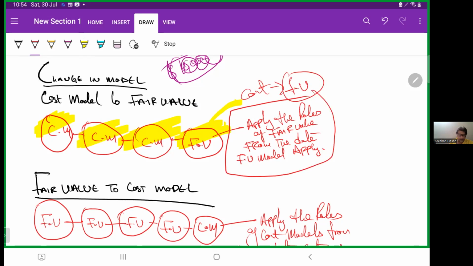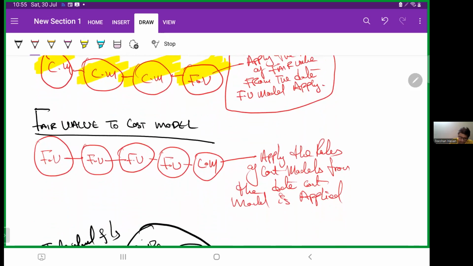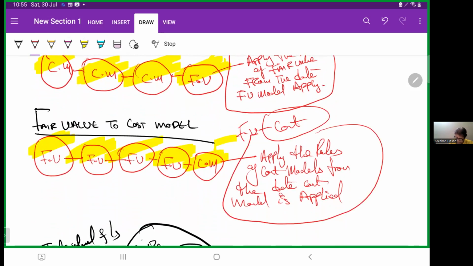In the same way, if they shift from fair value to the cost model. See, here they applied fair value, here fair value, here fair value, and now they are shifting to the cost model. On this day, the fair value will be our cost, and from now onwards, they will apply cost model rules.